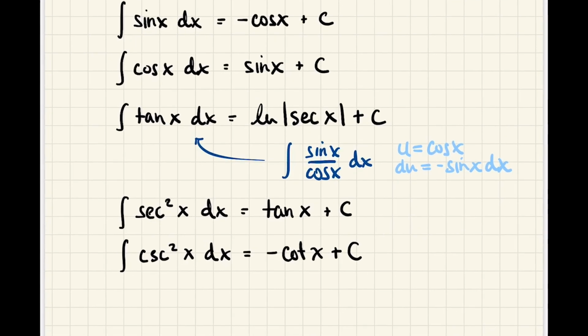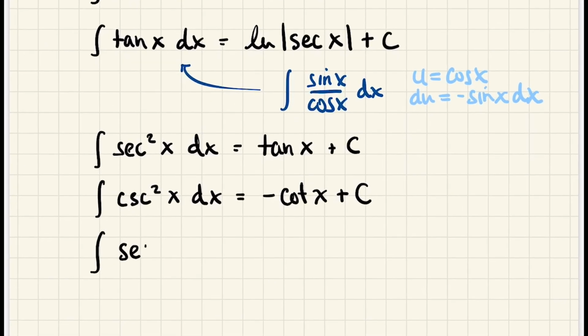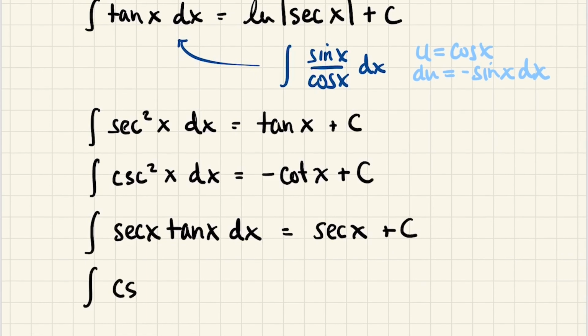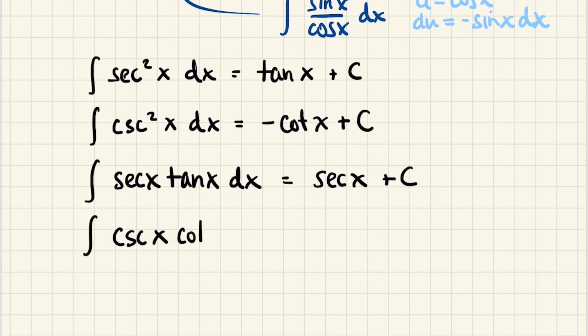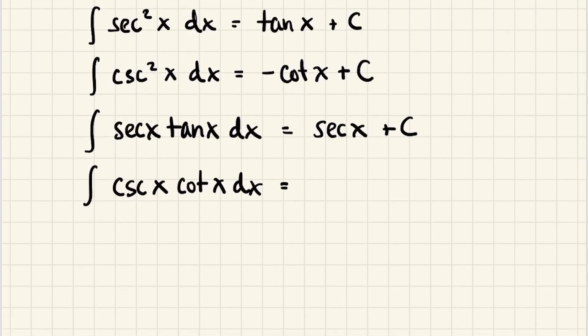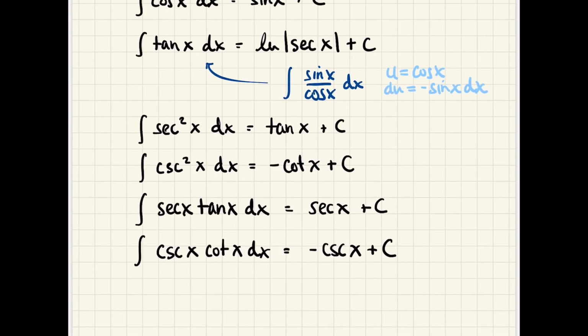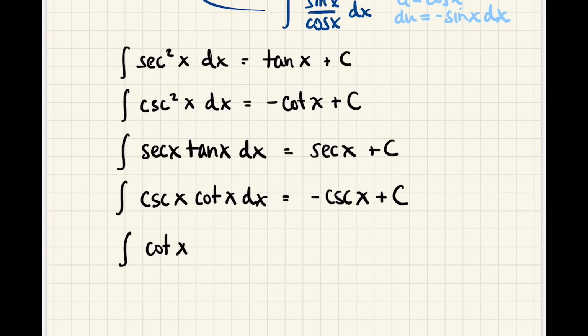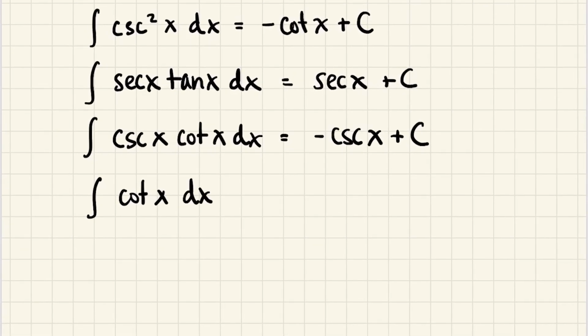And there's a couple other freebies here. We know the antiderivative of secant times tangent is secant of x. And we know the antiderivative of cosecant times cotangent is negative cosecant of x. Okay, now what's conspicuously missing from this list? Well, several things. First of all, the antiderivative of cotangent isn't on this list.